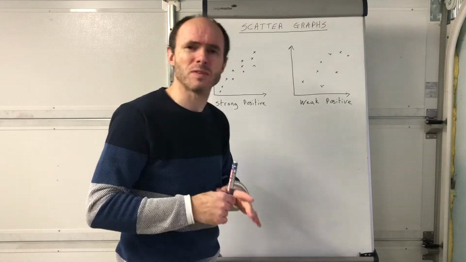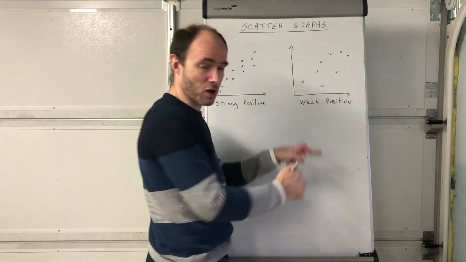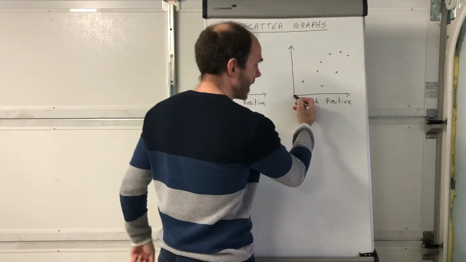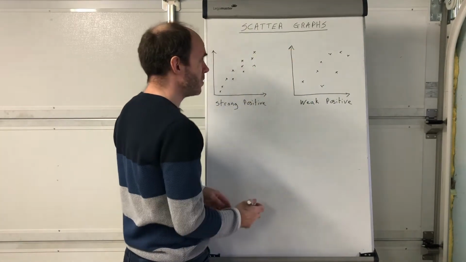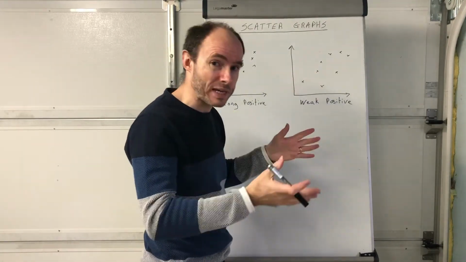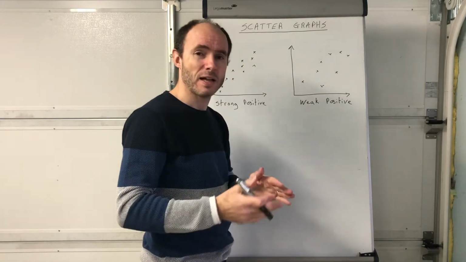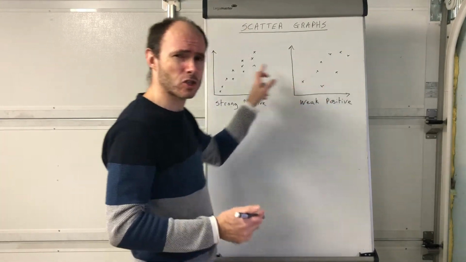Okay? So these sorts of things kind of make sense. This is also a positive correlation because the same thing is happening. As one increases, so does the other. But notice, because these points are more spaced out, they're more scattered, hence the term scatter graph, the correlation here is not as strong as here.